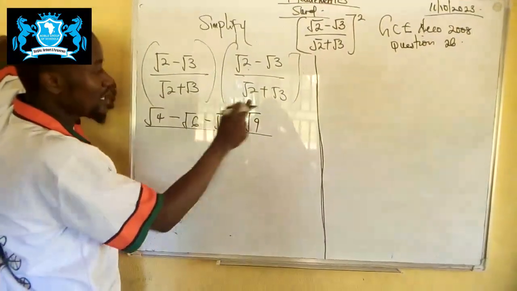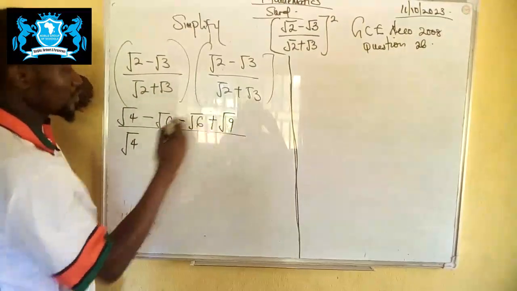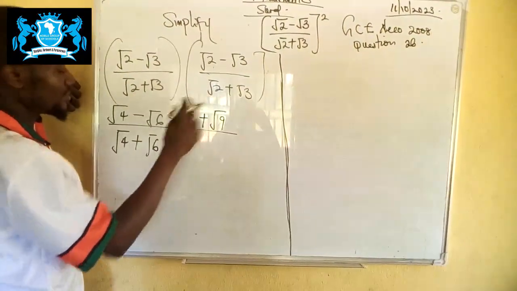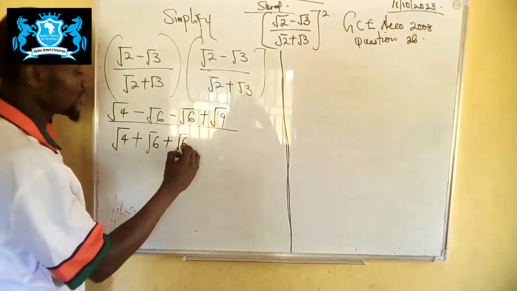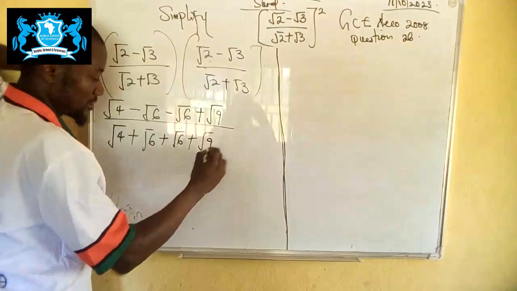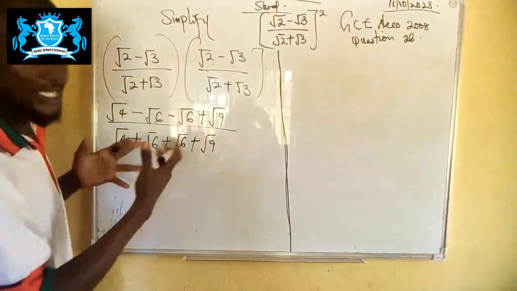All over, now go to the denominator side. √2 times √2 is √4. Then √2 times √3 is plus √6. Now √3 times √2 is that same plus √6. And √3 times √3 is plus √9. Now I believe up to this point you must have understood what we did.